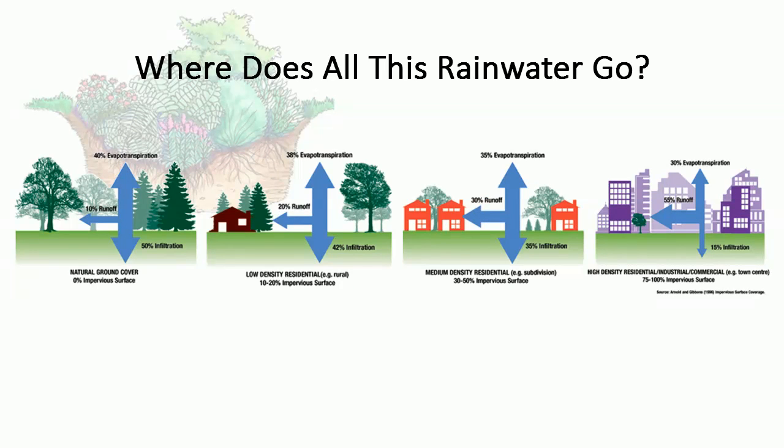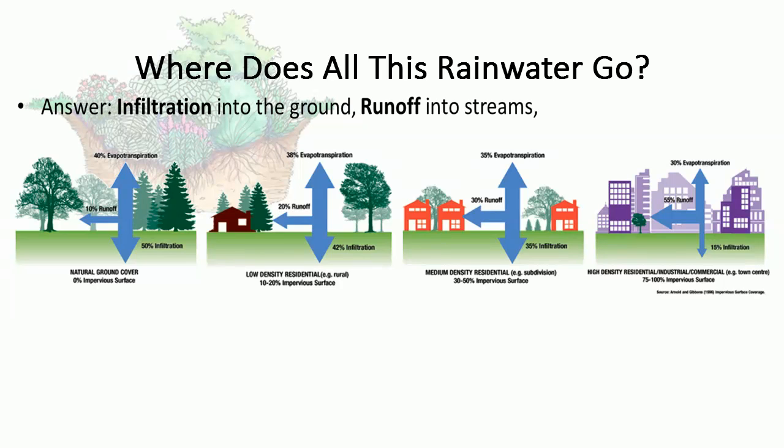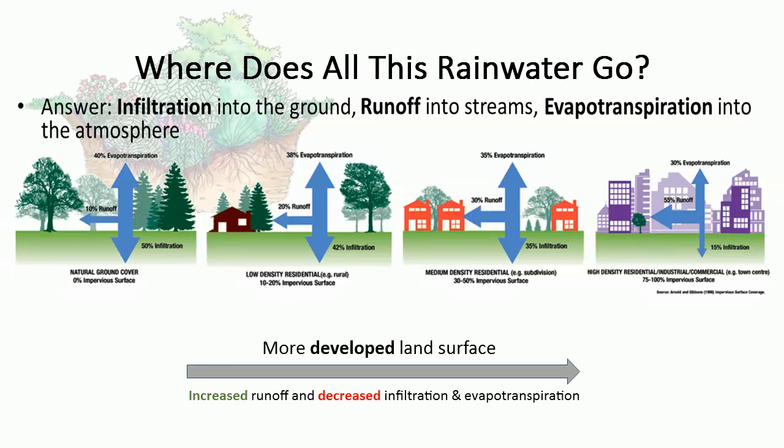Rainwater really only has three places it can go. It will either trickle into the ground and collect in underground reservoirs, fall on the surface and form runoff, or evapotranspirate back into the atmosphere as water vapor. The degree to which it does any of these will ultimately depend on land use. For example, in a natural or rural environment, there will be more infiltration and evapotranspiration. As an area becomes more developed, there will be more runoff and less infiltration and evapotranspiration.